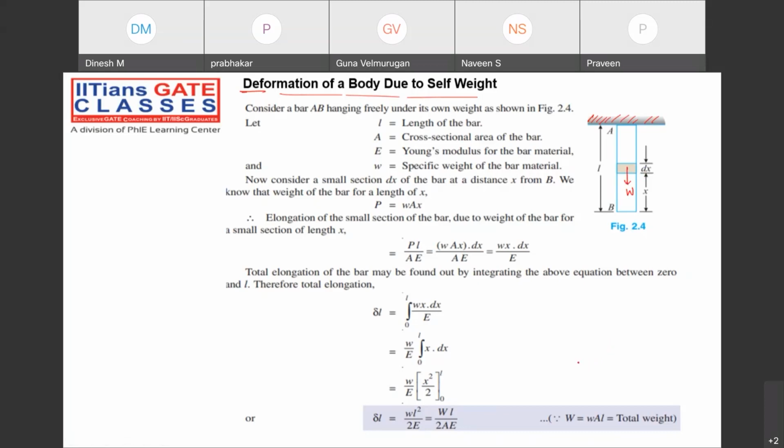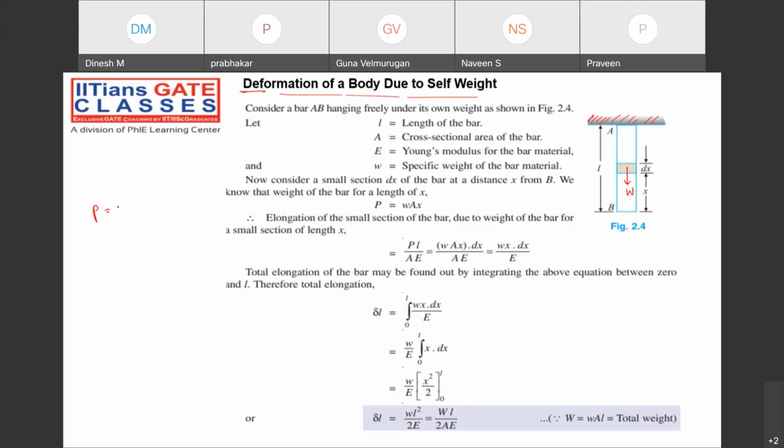Note down. Consider a bar AB which is hanging as shown in figure 2.4. The length of the bar is L. A is the cross sectional area of the bar. Cross section can be anything: square, circular, rectangle, anything. E is the Young's modulus of the bar. W is the specific weight of the bar. Specific weight, you know from fluid mechanics, is rho g, right?